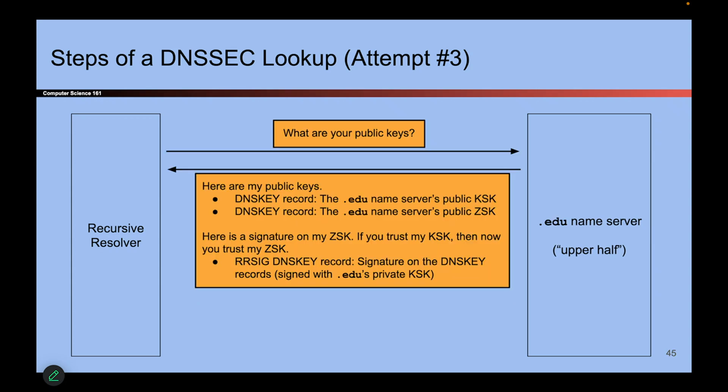So now we go to the .edu name server. We ask the same thing. What are your public keys? Here's the upper half public key endorsed by the previous name server. It's going to sign the lower half public key. So now if you trust the upper half, which you do from the root, now you trust the lower half too. This signature passes trust from the upper half to the lower half. And here's the public key of the lower half.